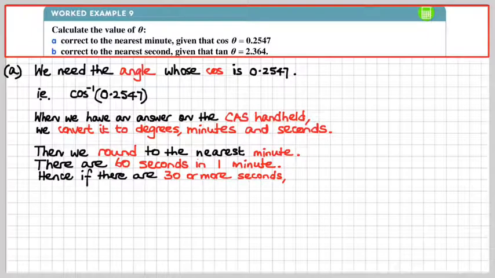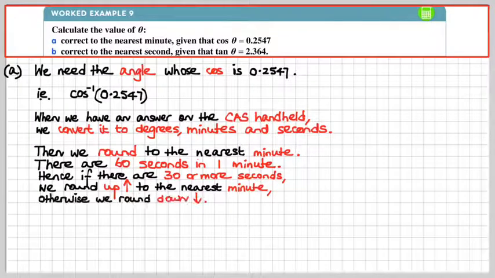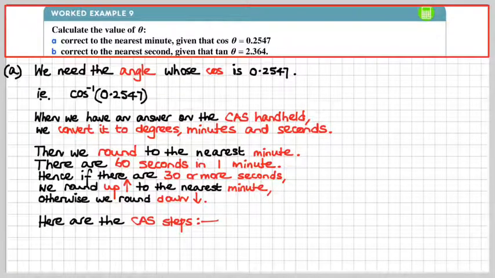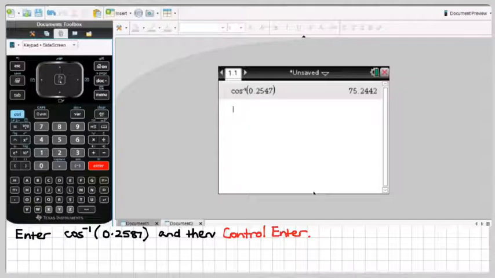Now, if there are 30 or more seconds, to round off to the nearest minute, we'd bump up the number of minutes up one. If there were less than 30 seconds, we'd round down with our minutes to get to the nearest minute. Here are the CAS steps.